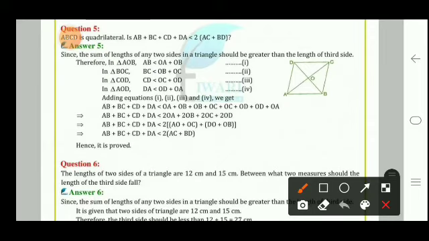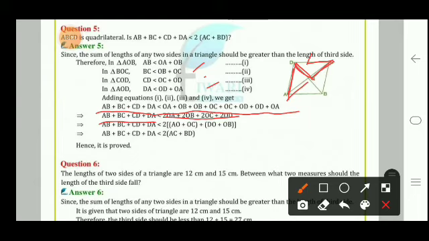Then in triangle DOC we can write that CD is smaller than the sum of OC plus OD, and in triangle DOA, AD is smaller than OA plus OD. So when we add all these four equations, the result is AB plus BC plus CD plus AD is smaller than OA plus OB plus OB plus OC plus OC plus OD plus OD plus OA. So we have AB plus BC plus CD plus AD is smaller than twice OA plus twice OB plus twice OC plus twice OD.